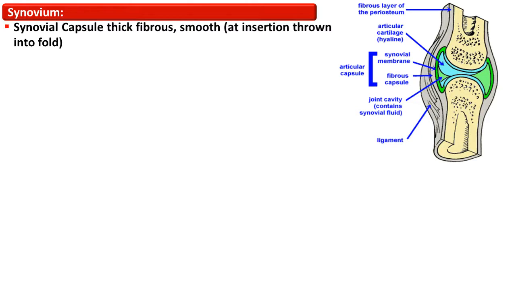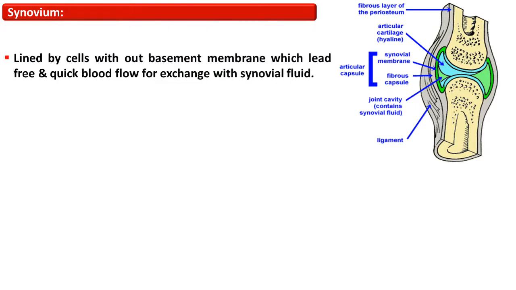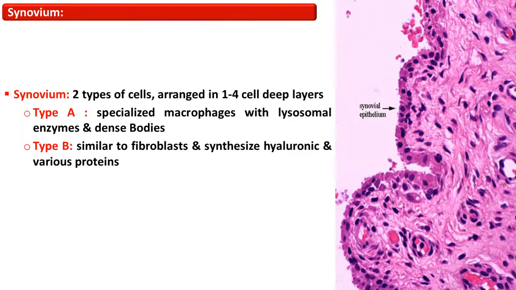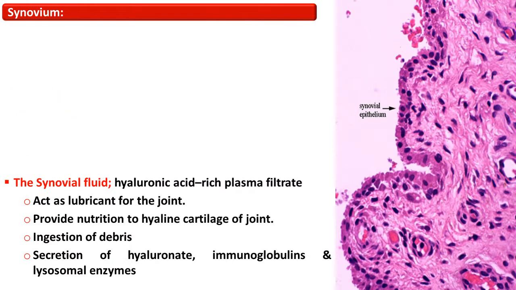The synovial capsule is thick, fibrous and smooth, but it is thrown into many folds at the site of its insertion. It is lined by cells without any basement membrane, and this lack of basement membrane allows easy permeability of nutrients. Under the synovial surface, the tissue is loose areolar, and you can see there are two types of cells in this synovial lining, which is a 1 to 4 cell deep layer. One is type A and another is type B. Type A are specialized macrophages with lysosomal enzymes and dense bodies, while type B are fibroblast-like cells and they synthesize hyaluronic acid. The synovial lining provides lubrication and nutrition, and it also ingests debris and secretes hyaluronic acid, immunoglobulin and lysosomal enzymes in that environment.